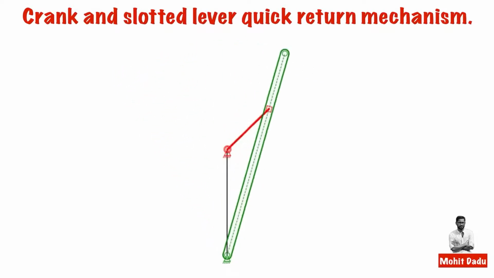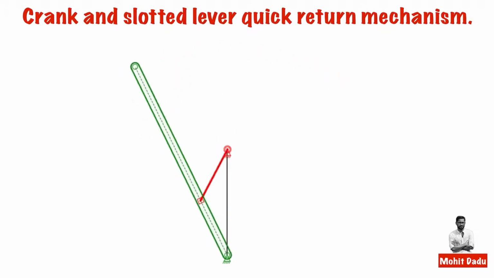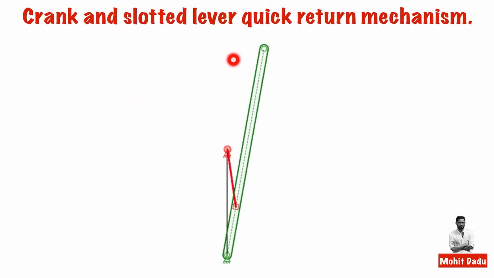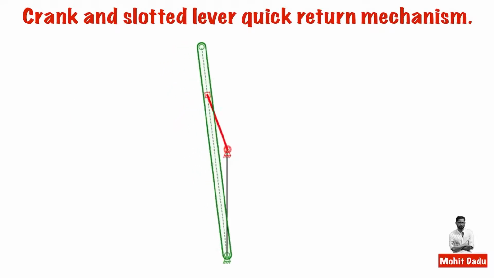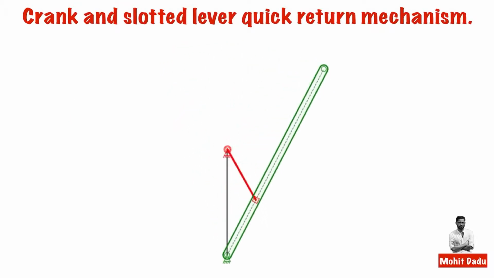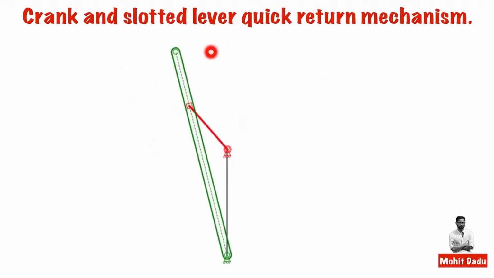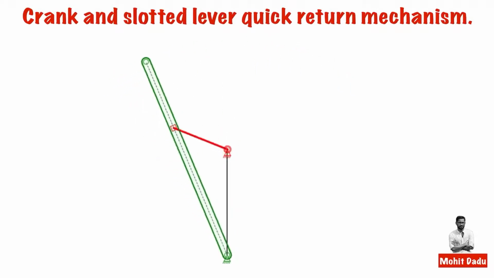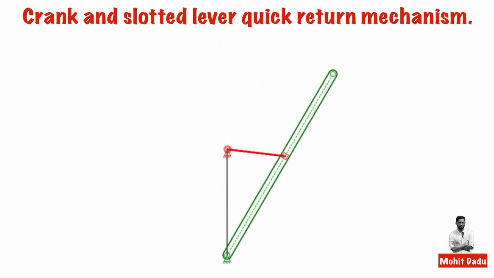And why is it known as a quick return mechanism? If you are seeing the animation, this rocker is having a forward and return motion. So the return motion is occurring in a quick manner. From left to right I will be calling the forward motion. This is taking some time, and return is happening quickly. So that's why it is called a quick return mechanism.